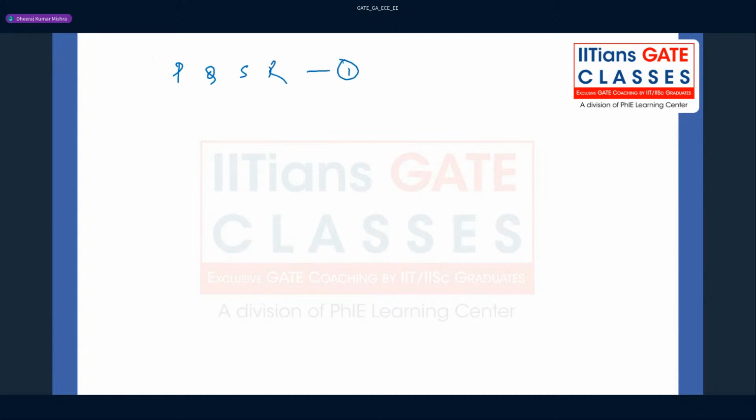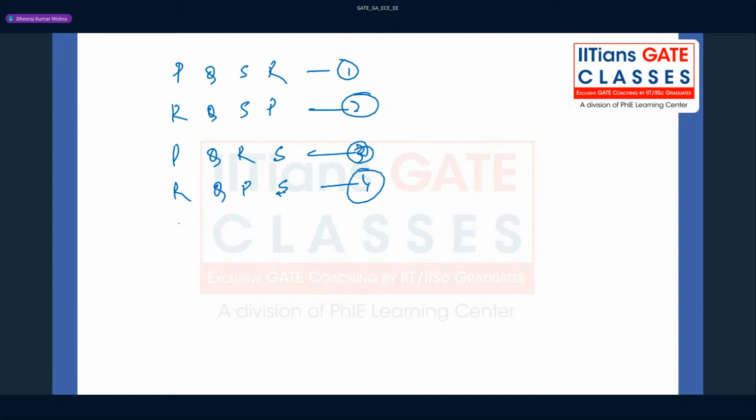This is the first seating arrangement. Now you can switch. You can say that R will be here and P will be here. This is the second. Now in PQ, you can say that R is here, S is here, and this is P and this is S. These are the possibilities, third and fourth. Now in this also you can switch, so two more possibilities will be there.